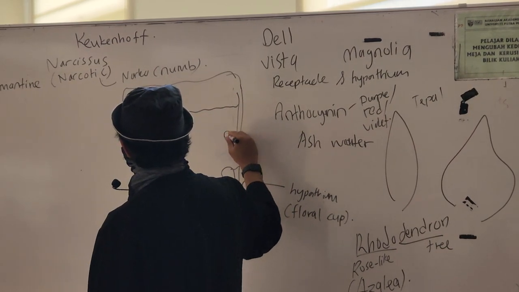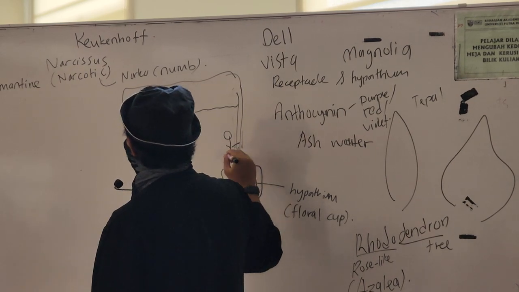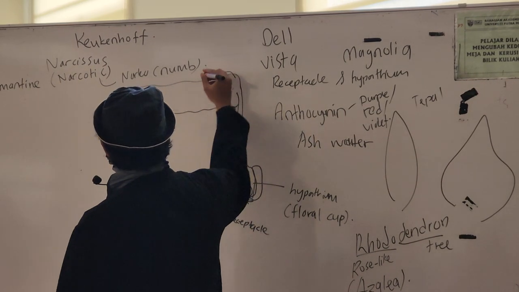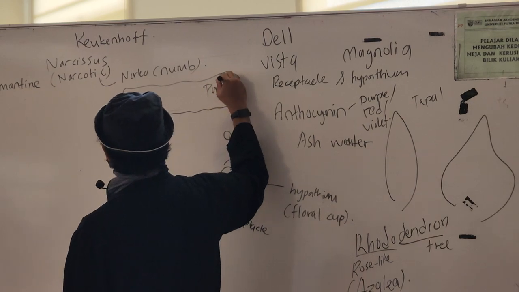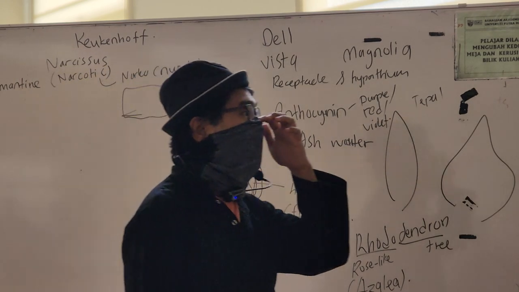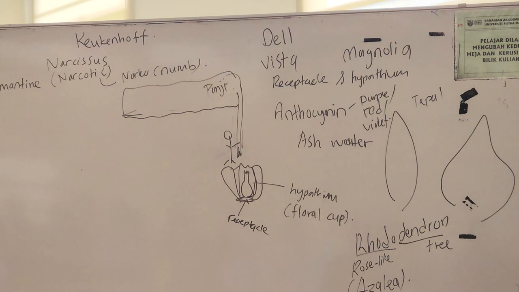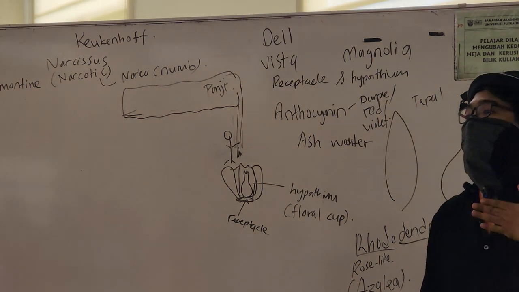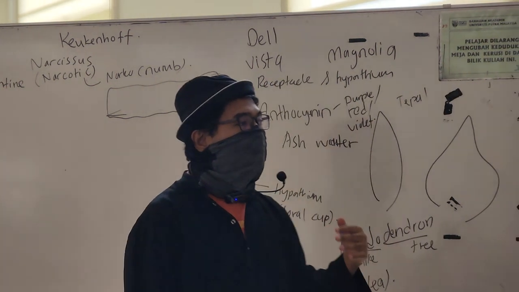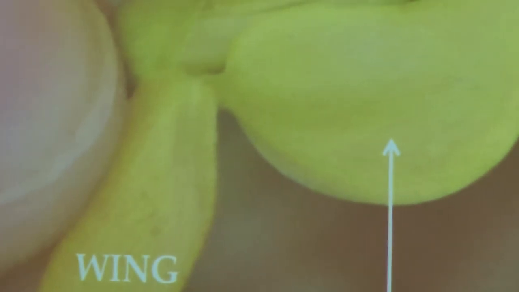So there is a guy holding this. I forgot the name. Panji. That's Emily. Okay. And then you got the wings and also the keel. Okay. Keel is the dada bunga. Right. Okay. Go on.